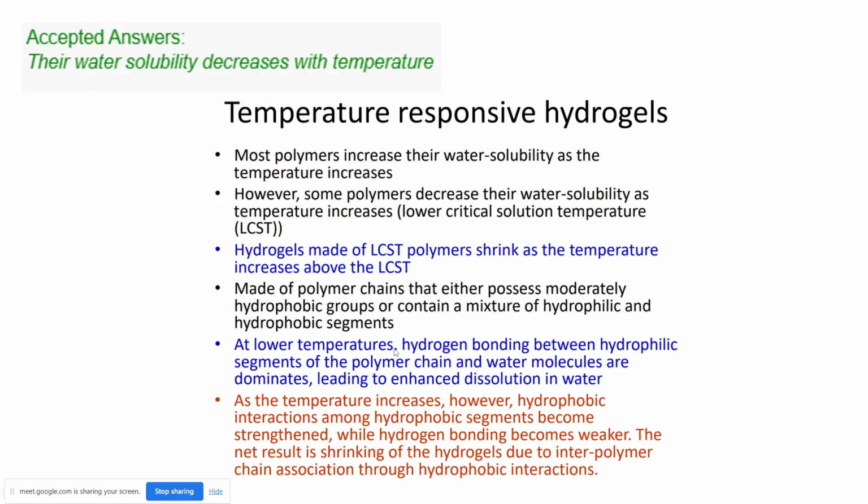So what happens is that at lower temperature, the hydrogen bonding between hydrophilic segments of the polymer chain and water molecules dominates, leading to dissolution in water. And above this temperature, hydrophobic interactions predominate and the hydrogen bonding becomes weaker. So the interpolymer chain association through hydrophobic interactions increases, making the polymer less soluble in water.